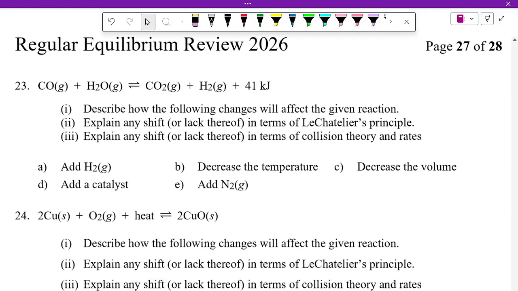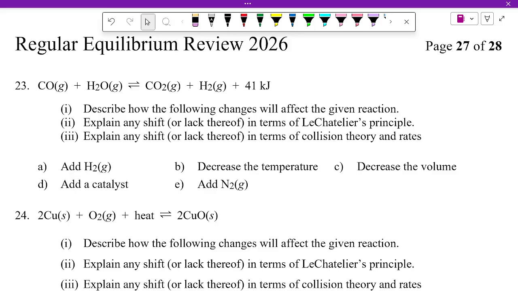Okay, describe how the following changes will affect the given reaction. Describe any shift or lack thereof in terms of Le Chatelier's principle. Describe any shift or lack thereof in terms of collision theory and rates. Well, this is going to be a pain. Good Lord, what have you done to me?